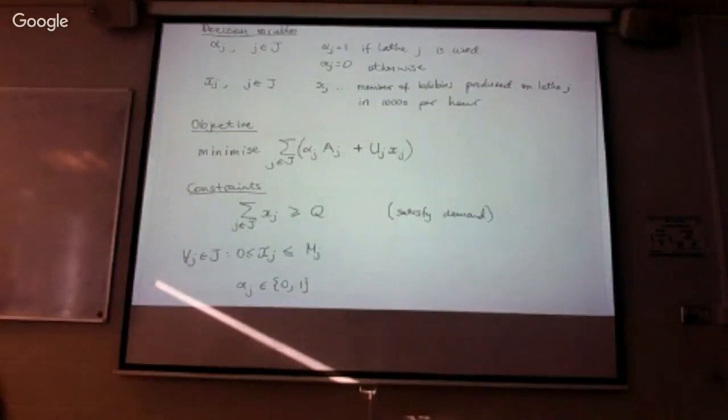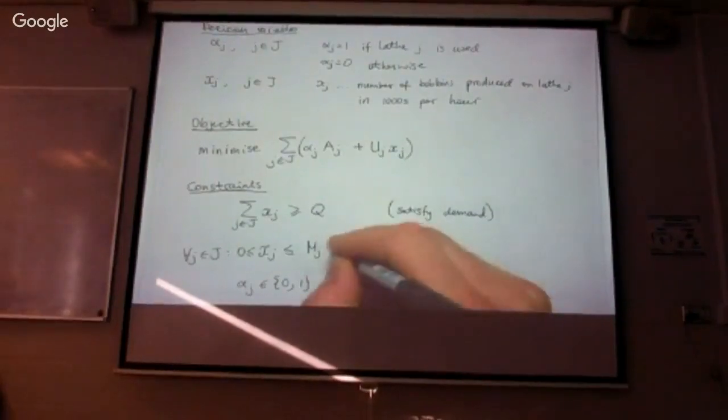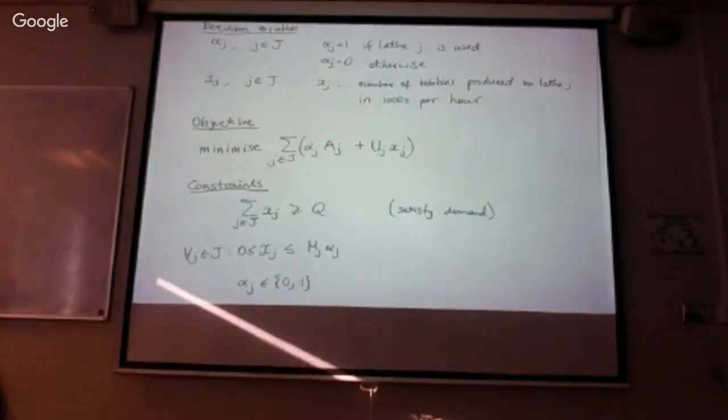The sum of alpha j is the number of lathes that are switched on. We don't know anything about that. There you've got Mj. Multiply that by alpha j. Yes, that's what I would do. That's the usual trick for making things 0 if some 0-1 indicator is 0: make it less than or equal to some constant times alpha j.